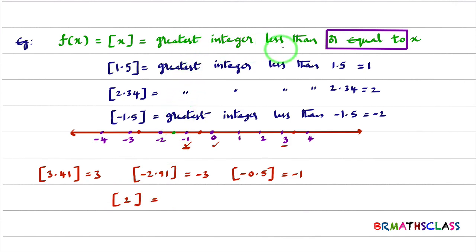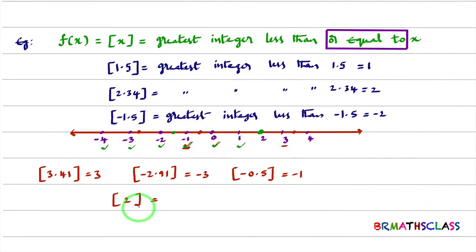Greatest integer less than or equal to 2. Here you mark 2 on the number line. See, this is 2 on the number line. Greatest integer less than 2 means all these things will come. All these are integers less than 2. Here equal to 2 also coming.